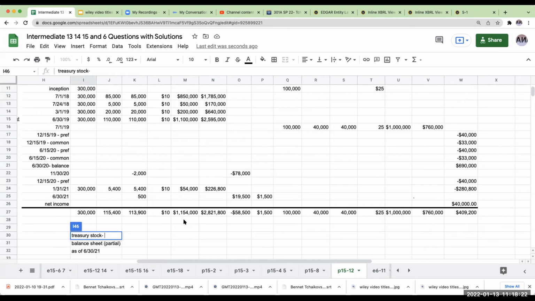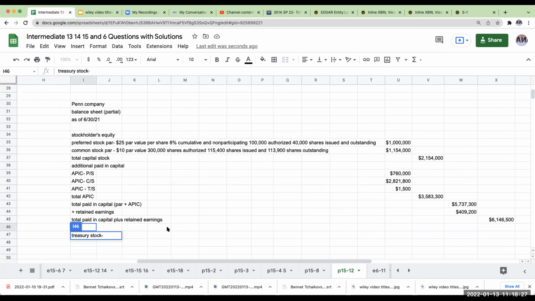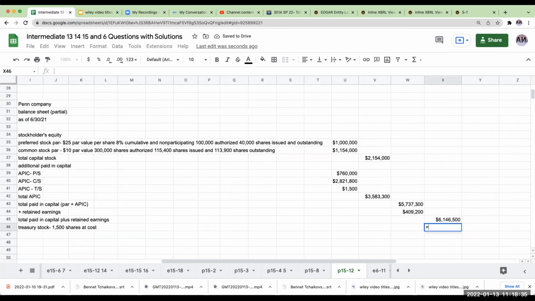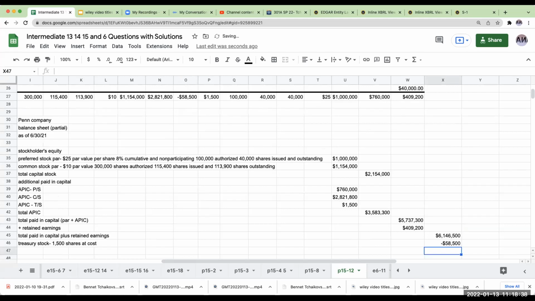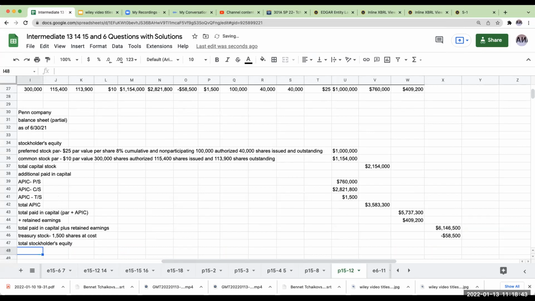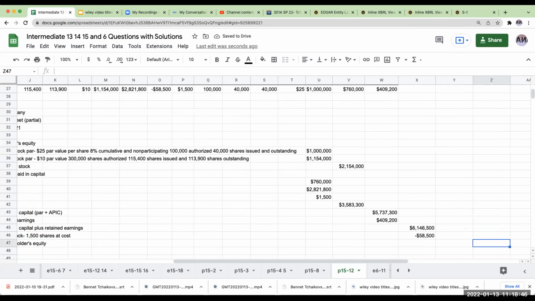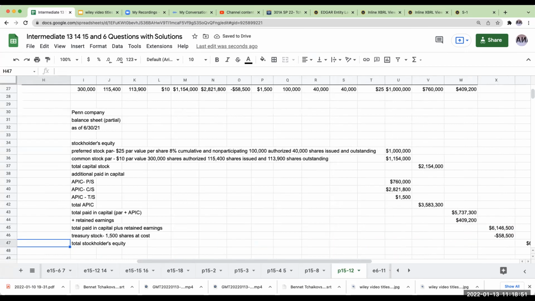And this is basically going to be based on how many shares of treasury stock are out there. So this is going to be 1,500 shares at cost. Okay, so this is going to be a negative 58,500. So my total stockholders' equity is going to be 6,088,000. I'm just indenting so you can see that when I'm putting things to the right, it just means I'm adding up the prior column. So if that annoys you, I apologize, but this number here means I'm adding up these two over here.